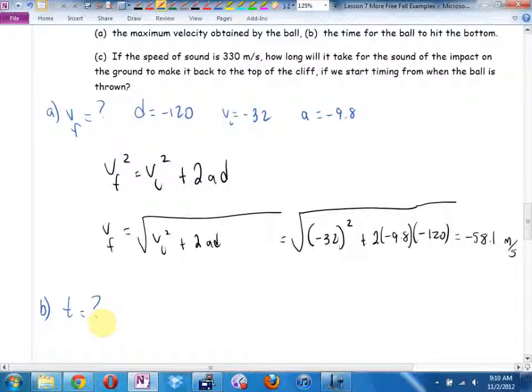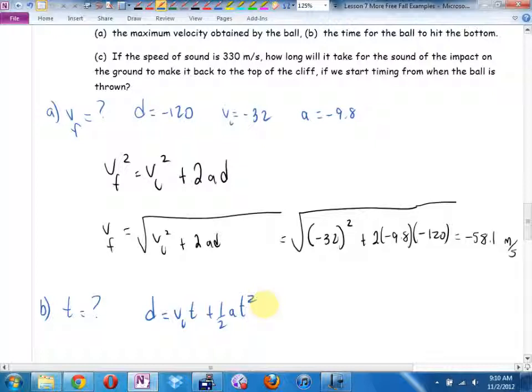Which one? d equals vit. Okay. d equals vit plus a half at squared. This is the complicated equation. It's a quadratic. How do I know it's got a square? Isn't this one technically also a quadratic?